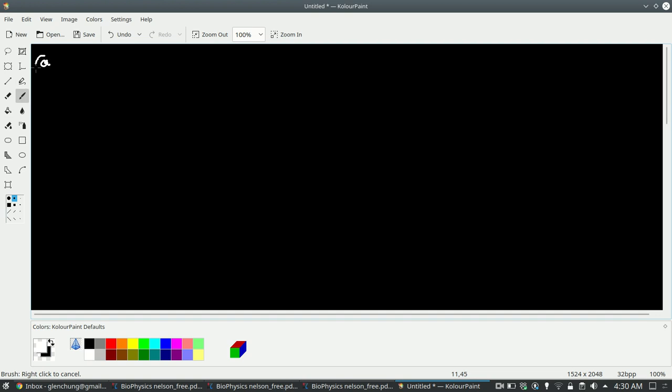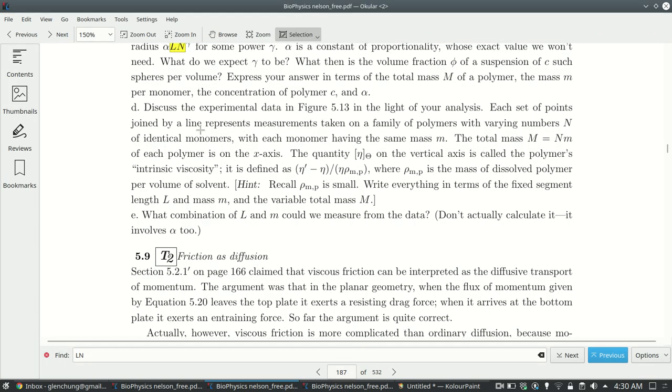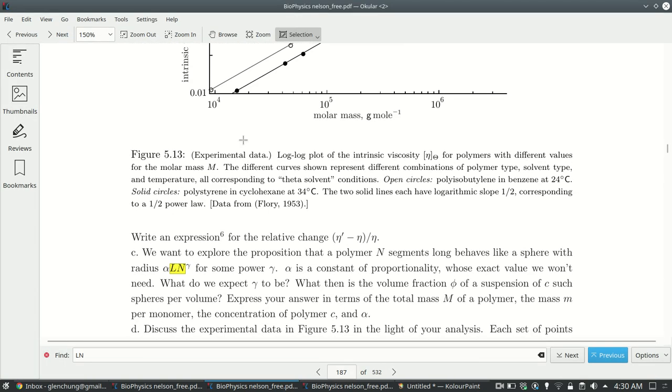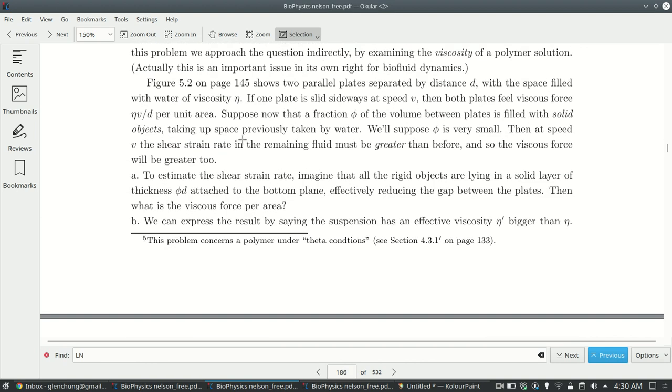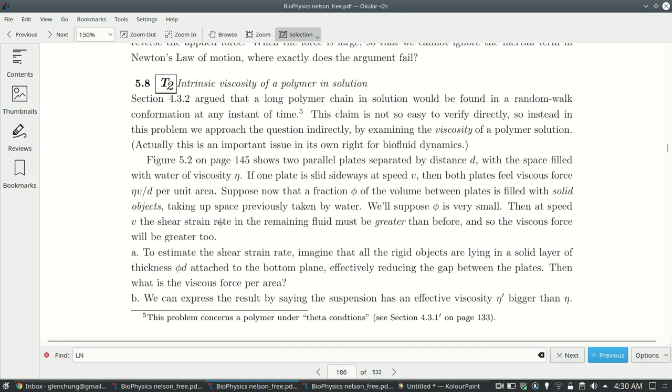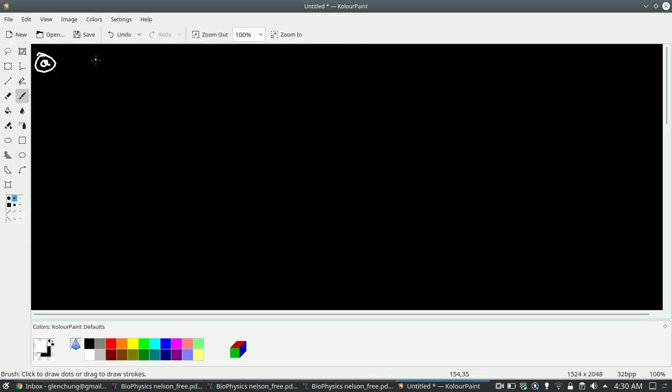Number 8. Start with A here. So A says that we need to find the viscous force per area. Now they've given us that this is the viscous force per unit area, eta V over D. So viscous force per area is eta V over D.